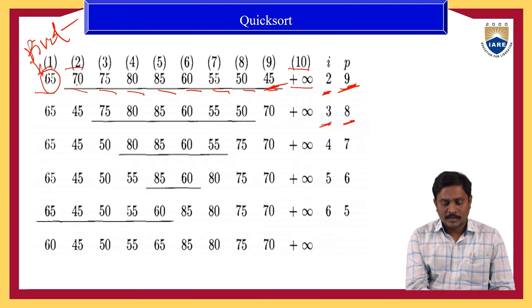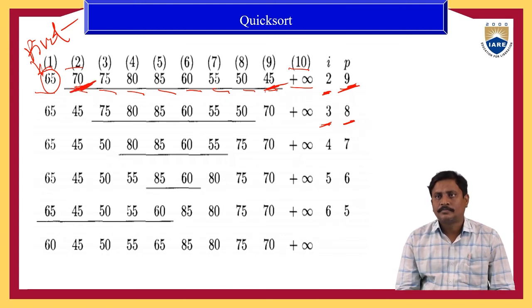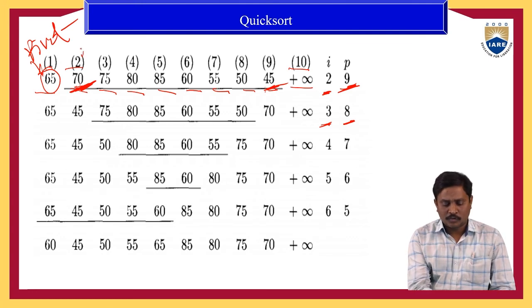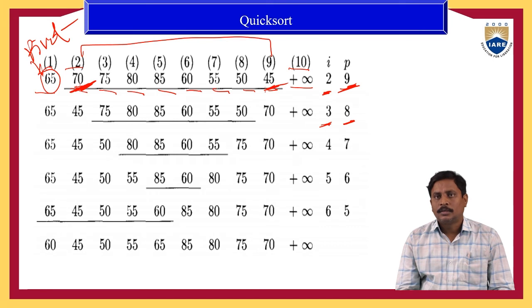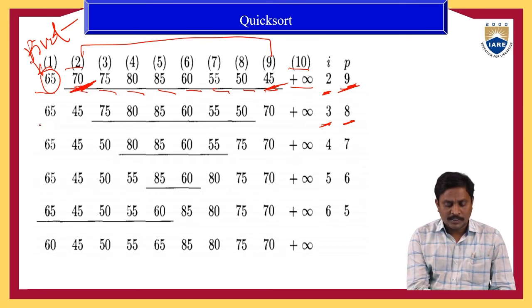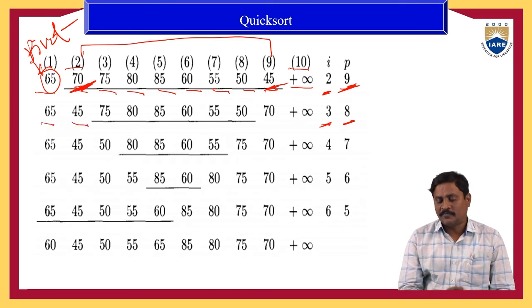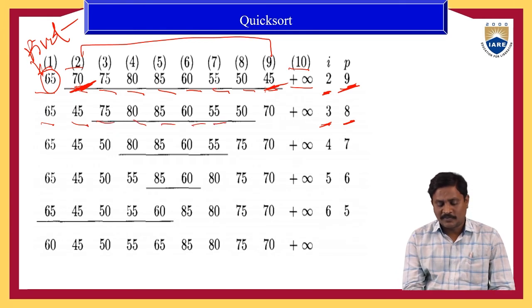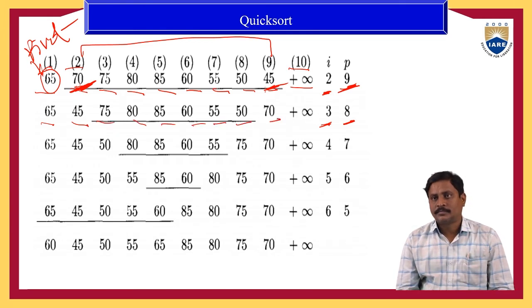First, 70 is compared with P value 45. 70 less than 45? No. So we interchange these two values. After interchanging, we get these values as 65, 45, 75, 80, 85, 60, 55, 50, 70.